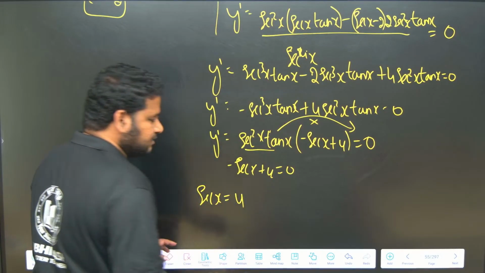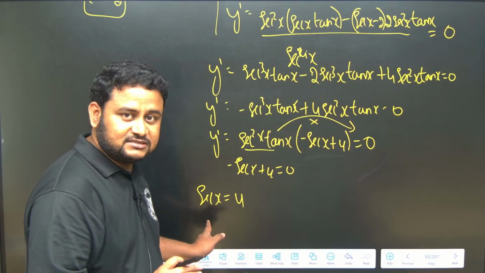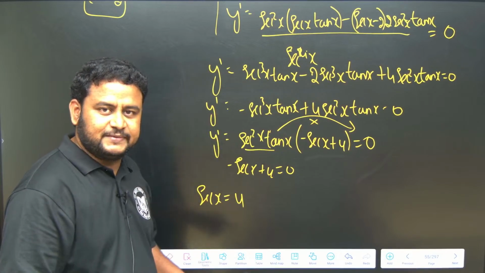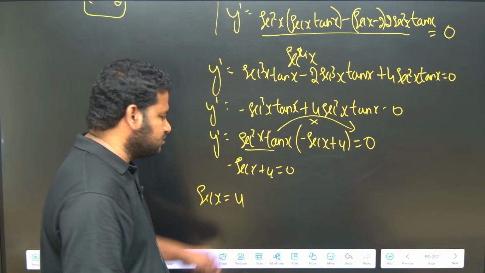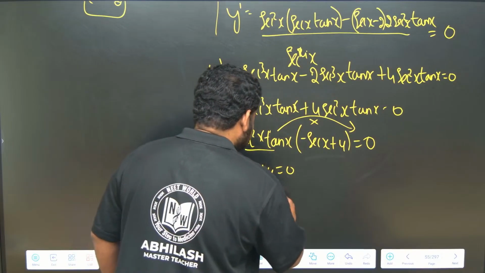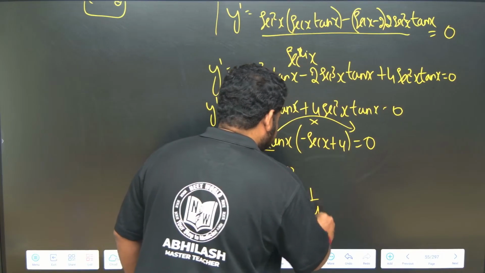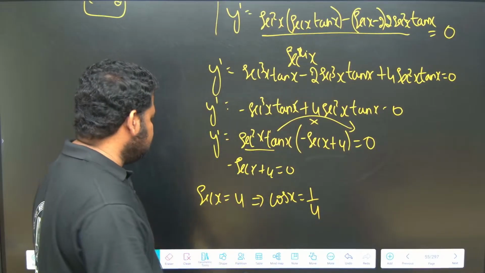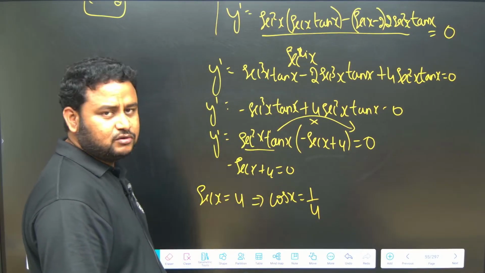So what you may think? It is outside the range. See, it is secant x, it is not cos x. If cos x is coming as 4, it is outside the range. So secant x is equal to 4, this implies cos x will be equal to 1 by 4. If secant x is equal to 4, cos x will be equal to 1 by 4.